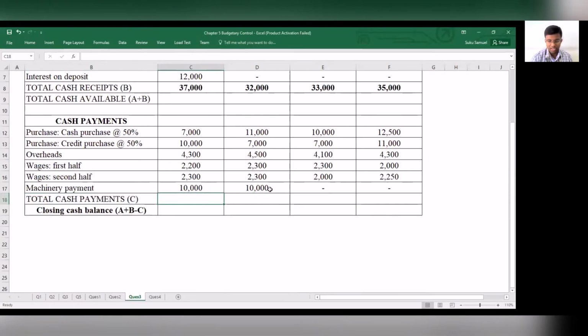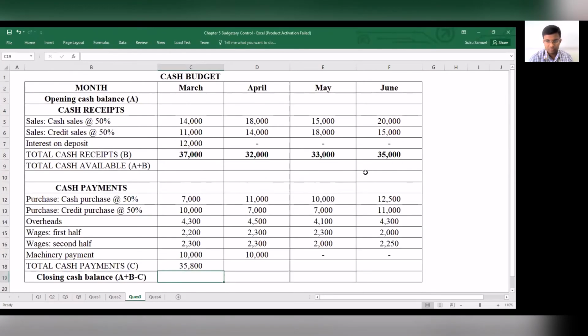Now we have to calculate the total cash payments. And let's just do that. Let's just add up all our payments together. Yes, yes, it's supposed to be 2,500. Thank you. Yes, I've corrected that. Thank you so much. Okay, so with that, we have computed the total cash payments. Now, let's go about calculating one by one.